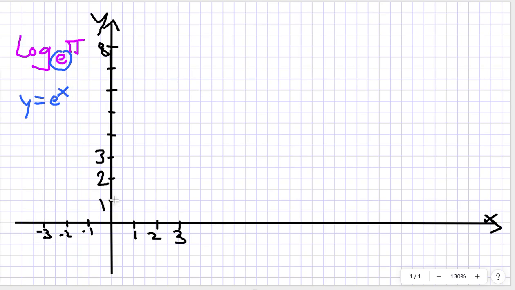And that looks something like this. We know (0, 1) is a point. If you plug in 1, you get e, so that's about right here. If you square it, you get like 8 point something, so that's like right here, approximately. And then e to the -1 is a little bit more than a third, so that's like right here. And then it just kind of trails off.